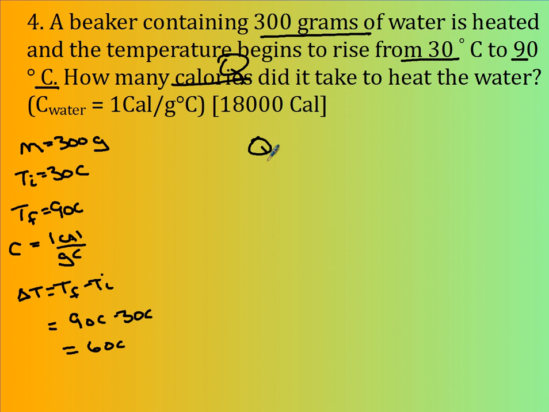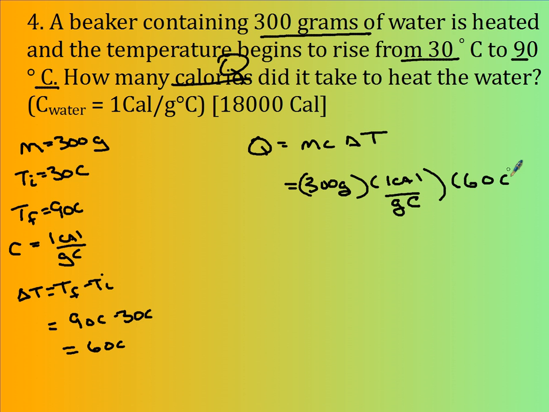So the heat, Q, is mc delta T. The mass is 300 grams. C is 1 calorie per gram Celsius times delta T, and in this case delta T, I just found, is 60 Celsius. Now I'm going to check my units here real quick. This is over 1 and this is over 1. So I'll multiply straight across.